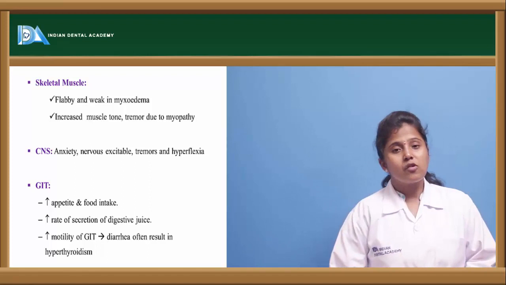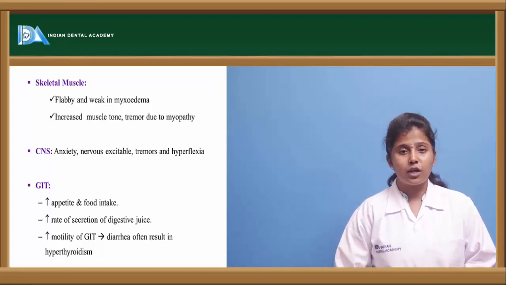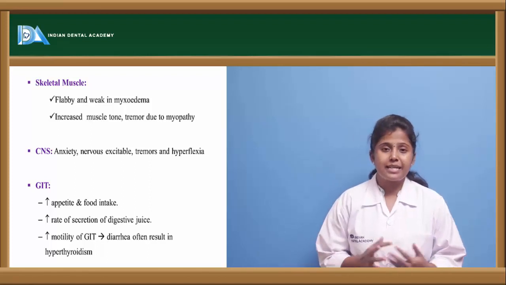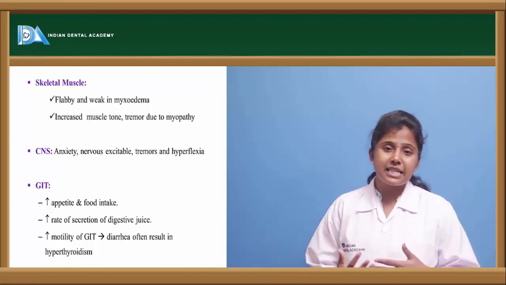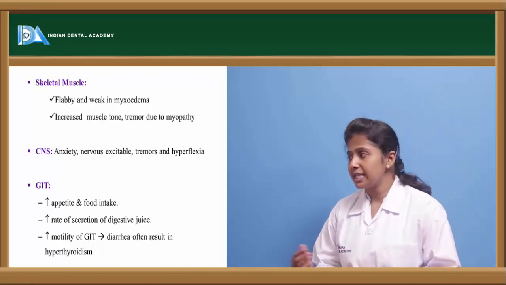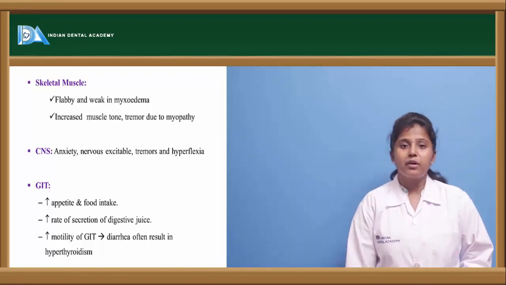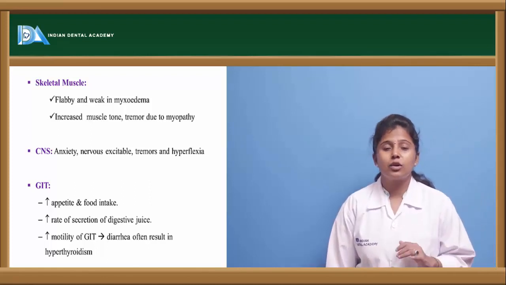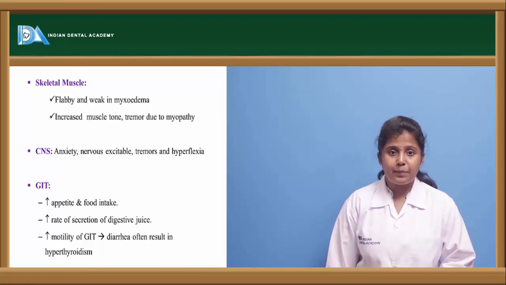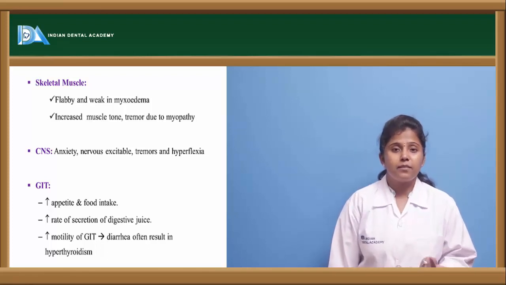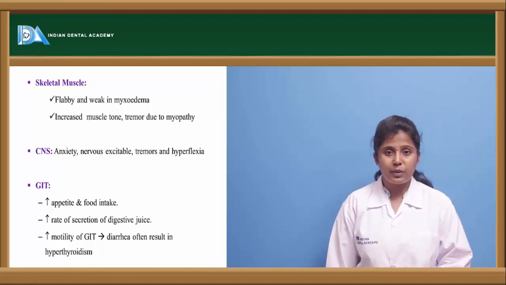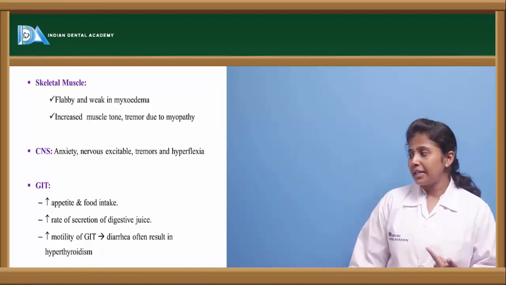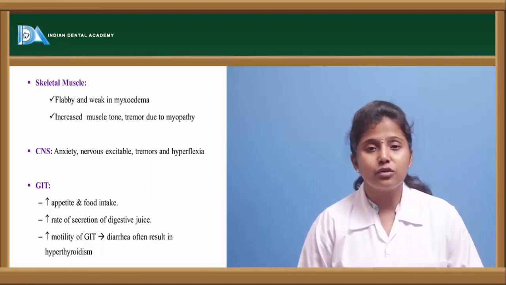On CNS, the overstimulation by the thyroid hormones leads to anxiety, and thereby it causes nervous excitability. In the sense, it causes excitation of the nerves, leading to anxiety as well as a condition called hyperphagia. And on GIT, these thyroid hormones increase the appetite. Whoever is taking thyroid supplements feels more hunger, and the food intake will be increased, and they aid in the increased secretion of gastric juice.